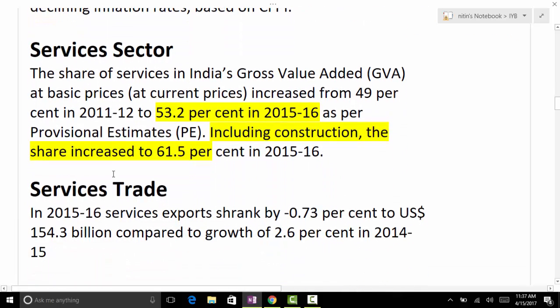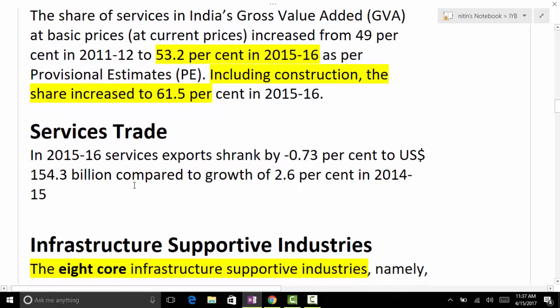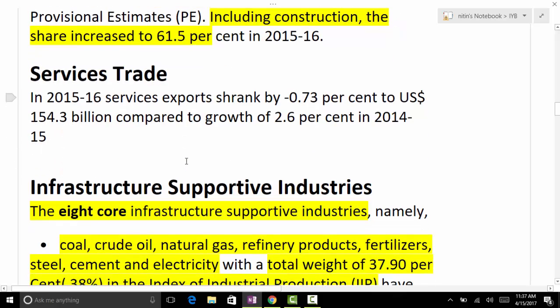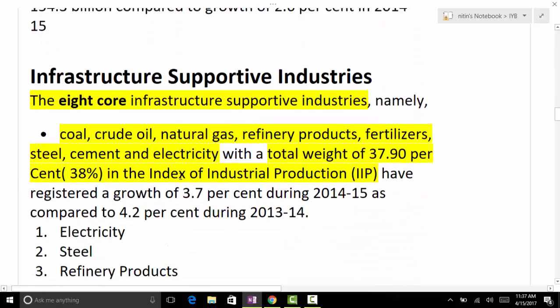Service sector is not relevant for PT, just have an idea if you bring the comparison in the mains. So more than 50% service sector contribution. Service trade has been said to have shrunk. Just remember that service trade also has shrunk, just as exports have shrunk in the last few years. The same way, there has been a decline in service exports as well. You can leave that also.